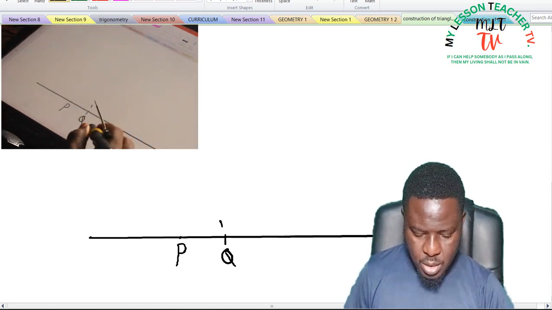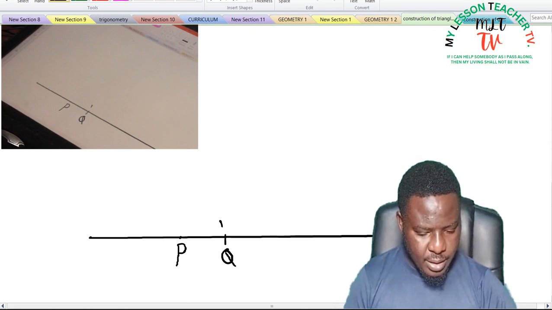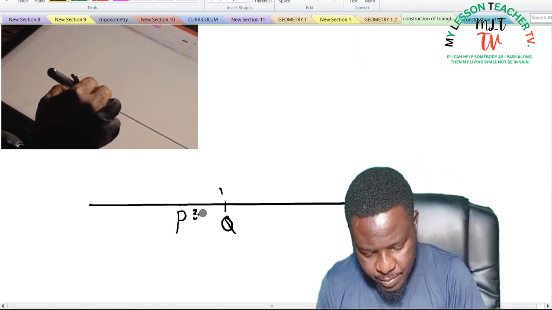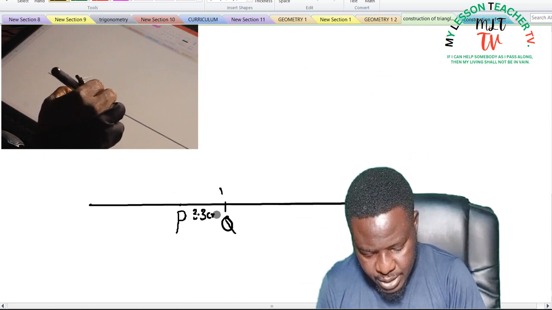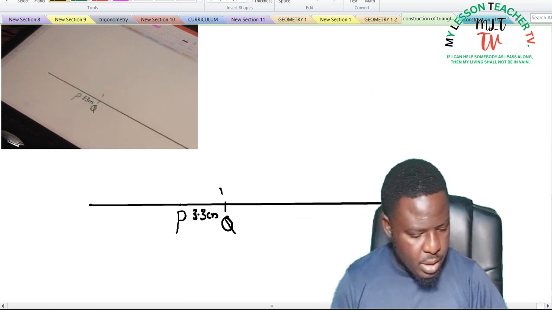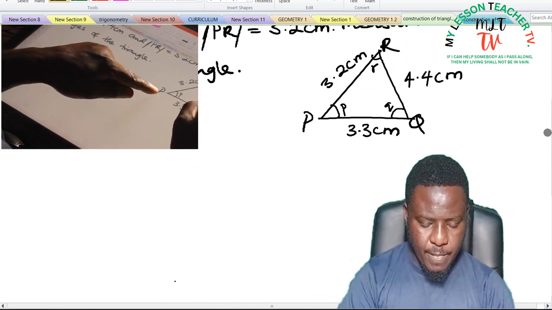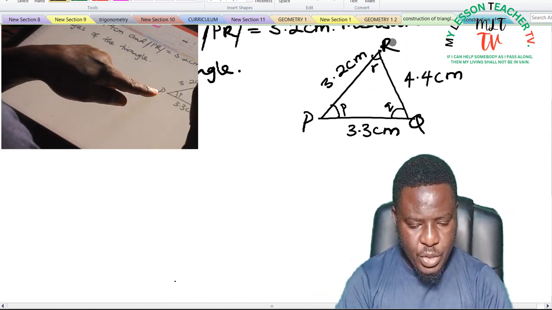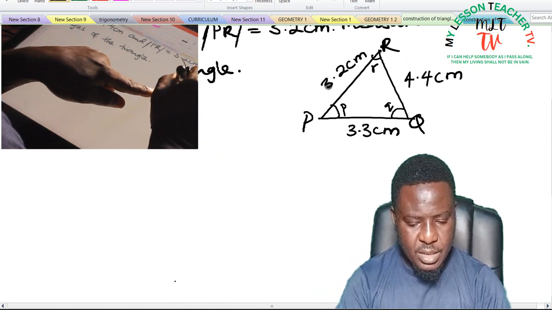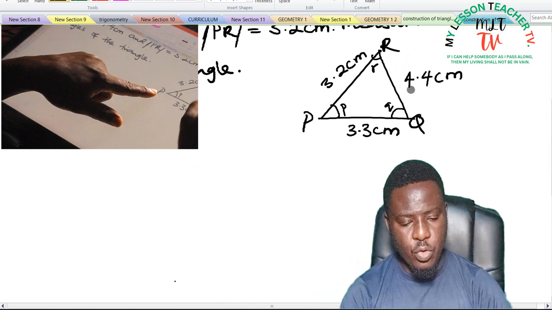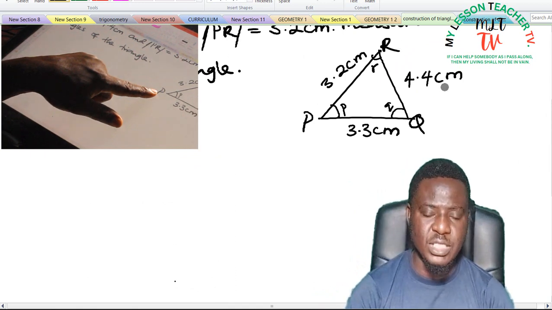So I have gotten PQ to be 3.3 centimeters. The next is that PR is said to be 3.2 centimeters and QR is given to be 4.4 centimeters.